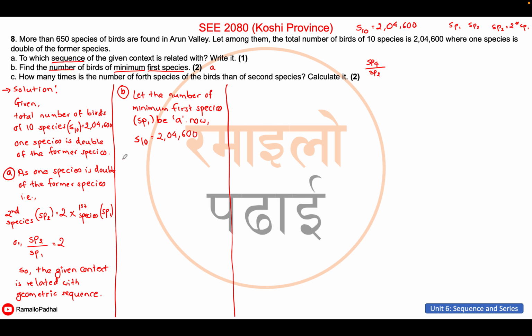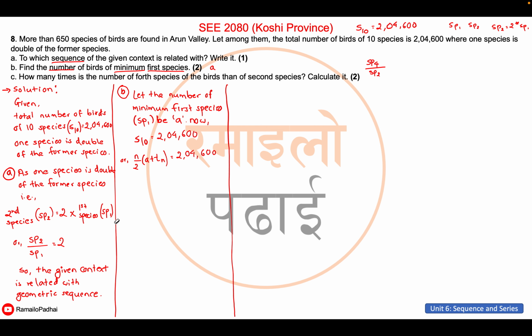The formula is Sn is equal to n by 2 times a plus tn, which is equal to 2,04,600. Let me just correct that. Here we have n is equal to 10, so we will not write n, we will instead write 10 there. So this is the formula.